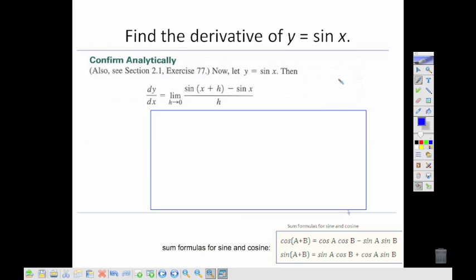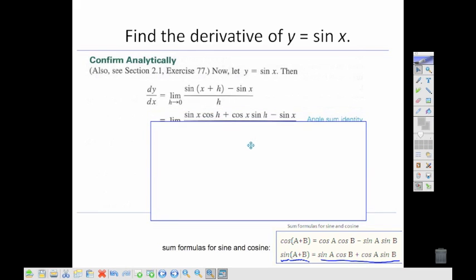If we want to find the derivative of y equals sine of x, we're going to do this algebraically first using our definition of derivative. Notice we're plugging in x plus h. To solve this, we're going to need to remember, just review this from pre-calculus, our sum formulas. Here we're looking at the sine of a plus b, which we'll be able to split like that.